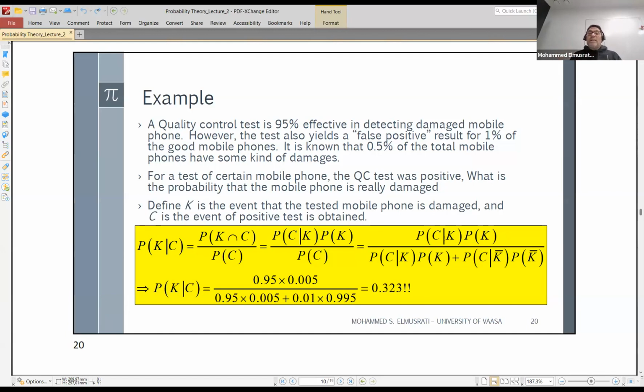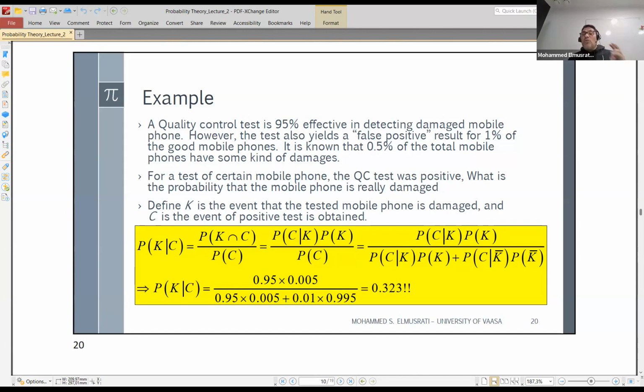Now, in these 1,000 mobiles, as you see in the example, only 0.5% of the total mobiles will have some kind of damage. What that means is that out of 1,000 mobiles, we would have 5 mobiles on average. It can be 4, 3, 6, or 7, but on average, 5 mobiles will have some kind of damage. Okay, 5 out of 1,000. For the false positives, they said that 1% of the good mobile phones will give us an alarm. So 1% of 1,000 means that 10 good mobiles will give an alarm from this quality control. So the total number of mobiles which will give an alarm will be 10 plus 5, so it will be 15 mobiles on average.